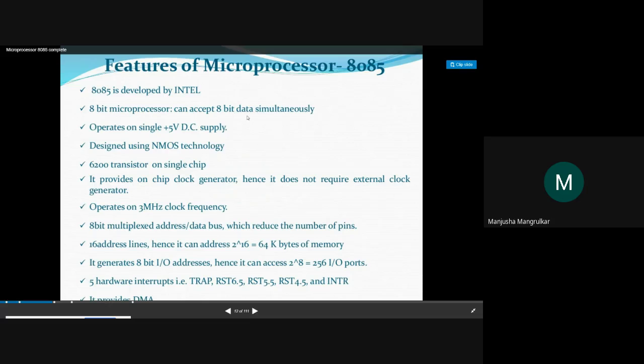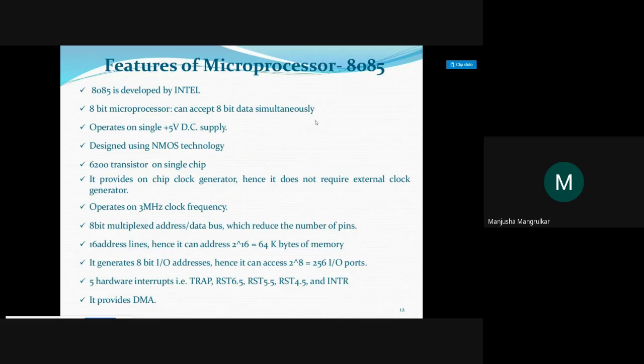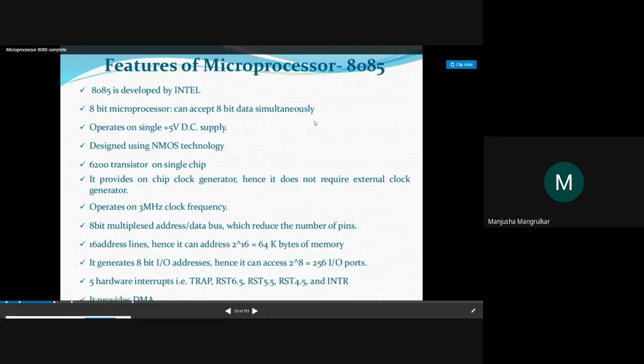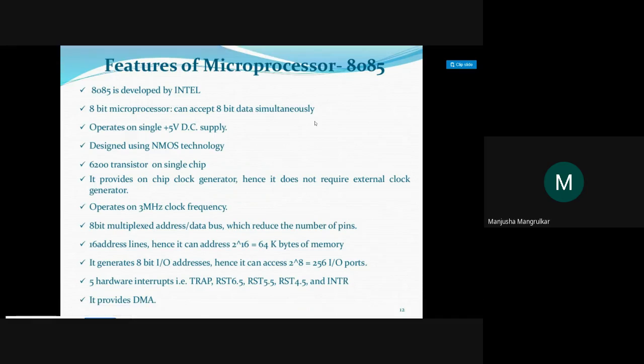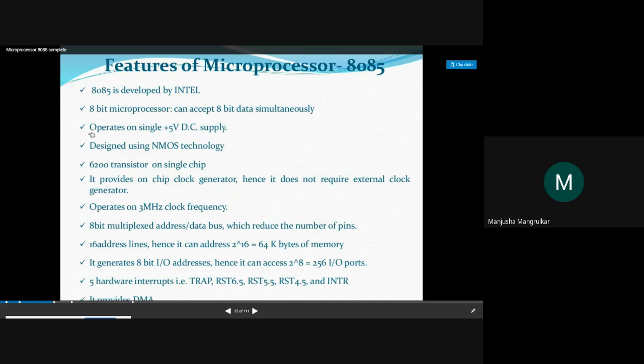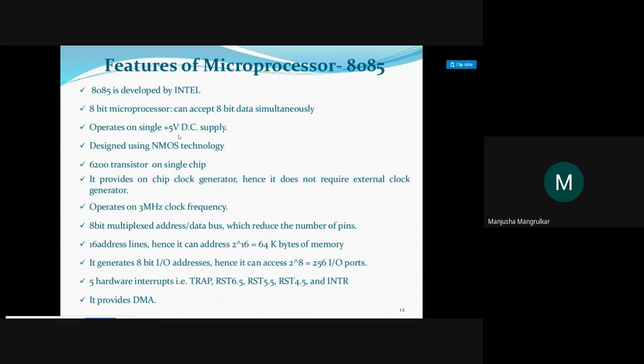It is an 8-bit microprocessor, it can accept 8-bit data simultaneously. It is also called the 8-bit microprocessor. Earlier it was a 4-bit microprocessor, then 8-bit, then 16-bit, then 32-bit, then 64-bit. Nowadays it is a 128-bit or 256-bit microprocessor. So this is the development in microprocessor generations, right? It operates on a plus 5 volt DC supply.